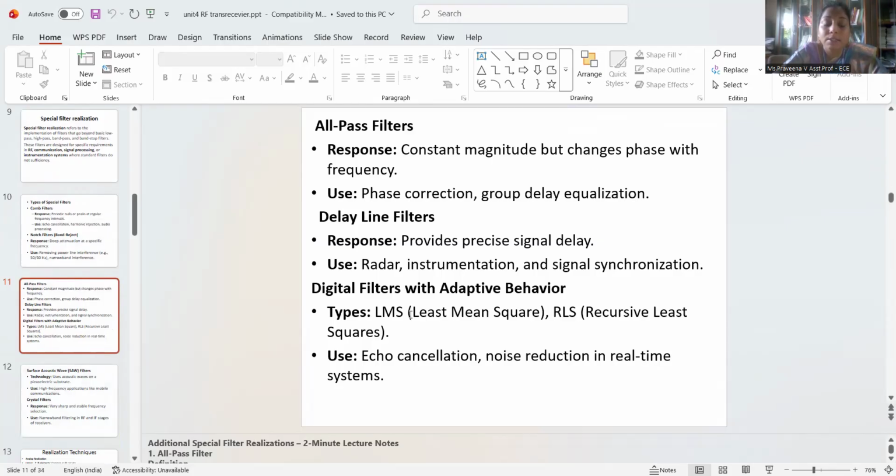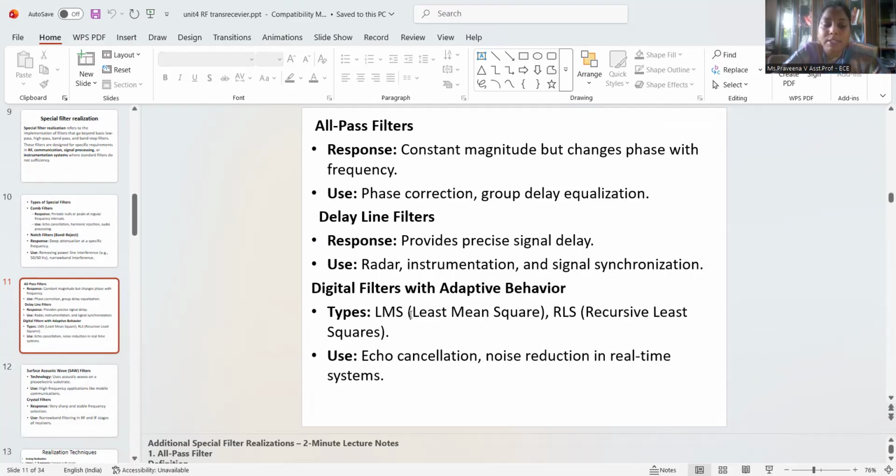An all-pass filter allows all frequencies to pass at the same magnitude, but changes the phase of a signal as a function of frequency. That is the main concept. The advantages are that there is no amplitude distortion and it gives precise phase control.